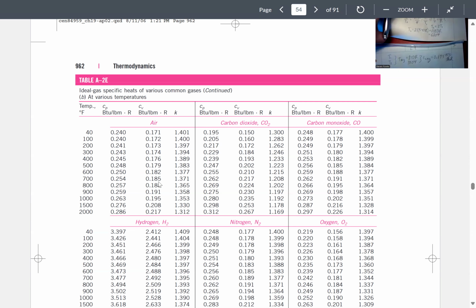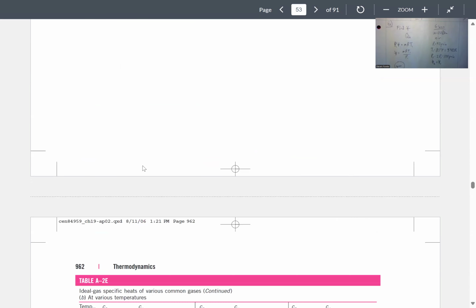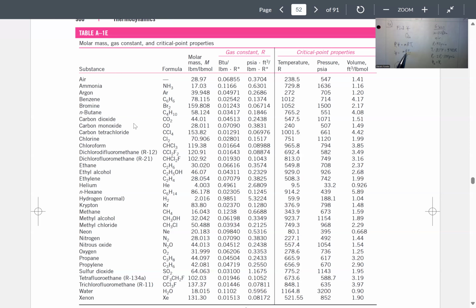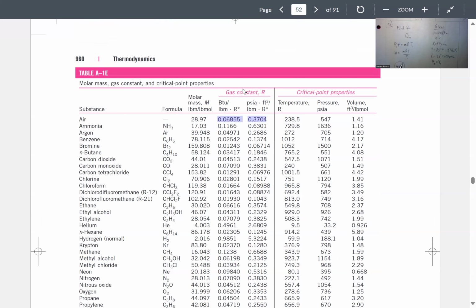Now, while I've got the property tables pulled up, notice for me to find my volume, I need the R value. Where do I find the R value? R value is going to be in table A1. So while I've got it here, table A1, notice the R value has two different values for air in the English units, and for all of your ideal gases, you have an R value in two different units. They're both correct.